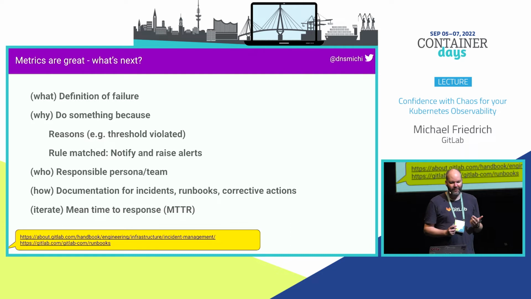We want to do something because maybe a threshold has been violated or a rule has been matched, so we want to notify and raise an alert. The who is potentially everyone? No, it should be a responsible team and identified personas. And it shouldn't be just an alert where you say, yeah, it's nice, but acknowledge it and go away.